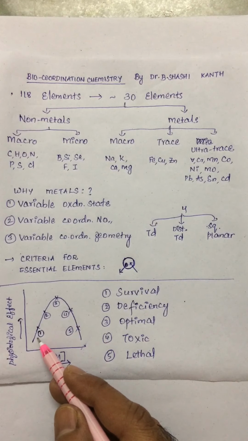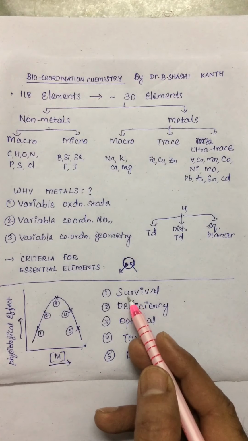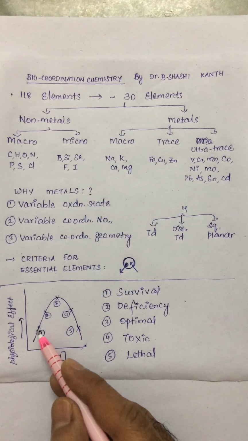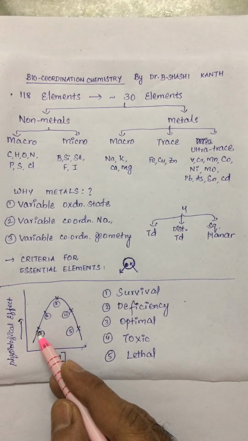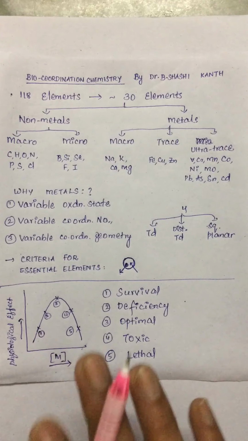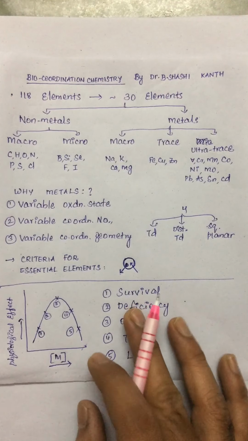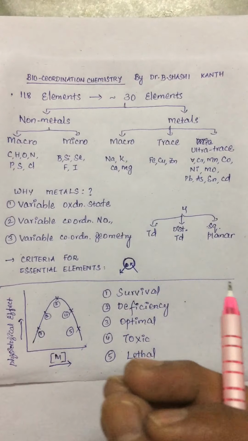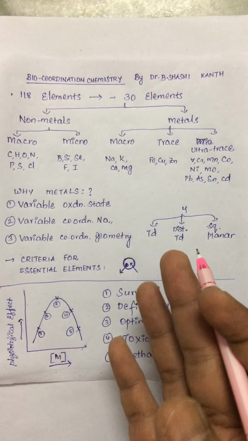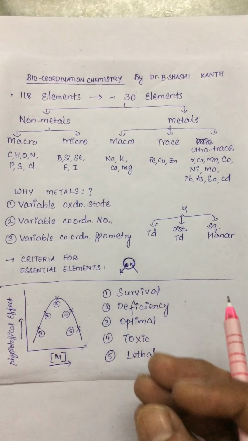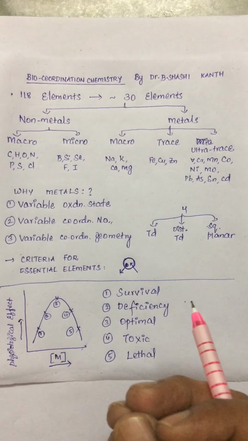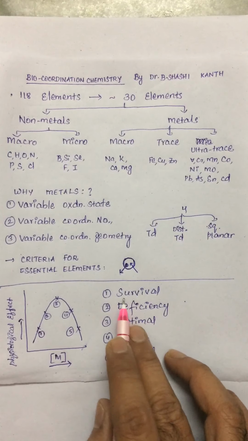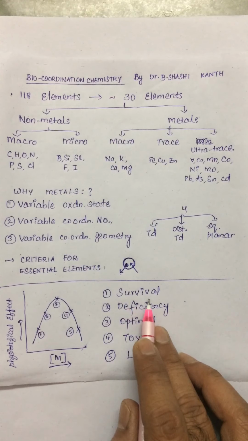The first concentration is called the concentration for survival. It is that minimum concentration of the metal ion which is required for the survival of a living being. Suppose I choose some living organism, that living organism has to survive. So for its survival, it requires a minimum concentration of a metal ion. Such a concentration we call the concentration for survival.